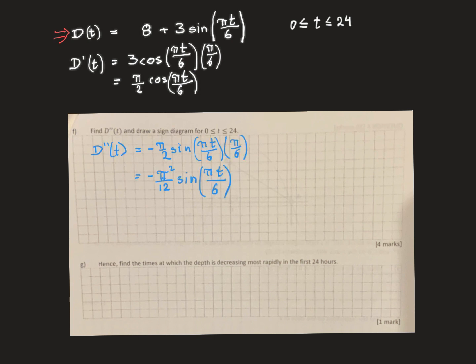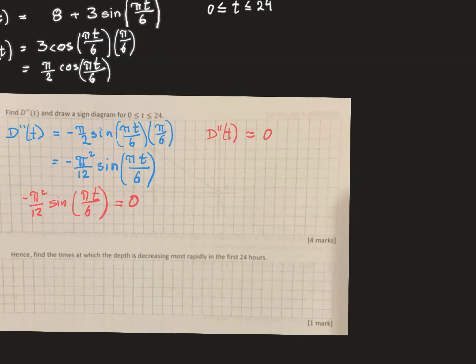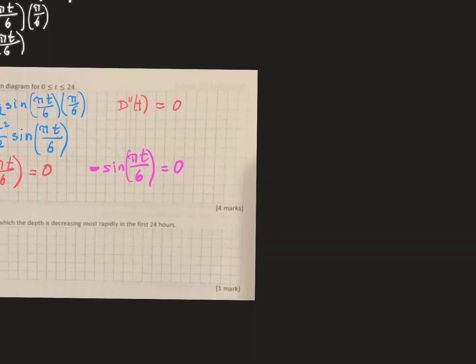And so to draw the sign diagram, we have to make d double dash t equal to 0. So we have to make minus pi squared over 12 sine pi t over 6 equal to 0. And I'm going to show you how to do it using the calculator. Before you get to the calculator, you should know that this is minus sine pi t on 6 equal to 0. We can omit that pi squared on 12 because that's just a constant, but the minus needs to stay there.